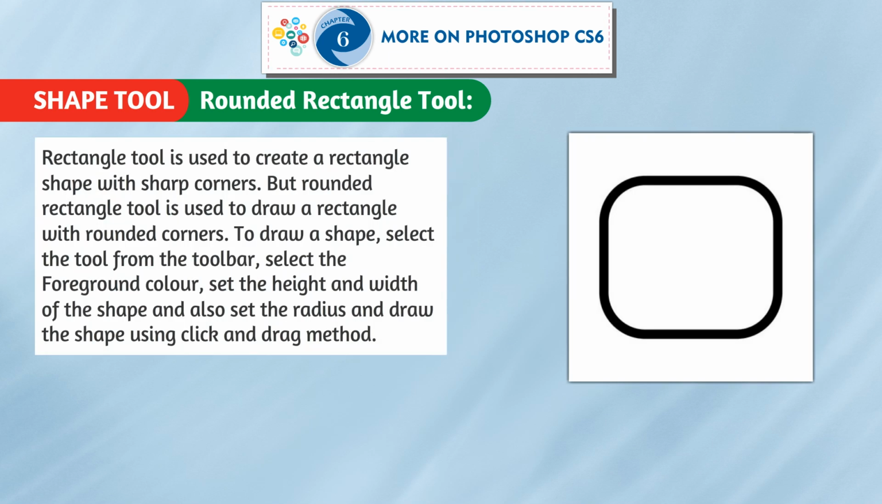Rounded rectangle tool. Rectangle tool is used to create a rectangle shape with sharp corners, but rounded rectangle tool is used to draw rectangle with rounded corners. To draw a shape, select the tool from the toolbar, select the foreground color, set the height and width of the shape, and also set the radius and draw the shape using click and drag method.